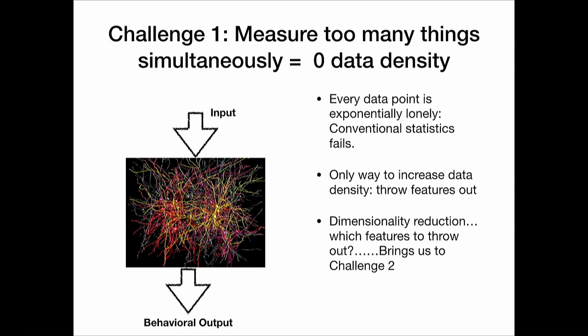Challenge actually gets even worse than this, but before that, the only way then to increase data density is to throw out things that you've measured. If you measure in 10,000 dimensions, but then squish it down to 2 dimensions, you have enough data to do some statistics. So then the question is, what do you throw out? And so dimensionality reduction is important, but that brings us to challenge 2, which is also exceptionally hard.